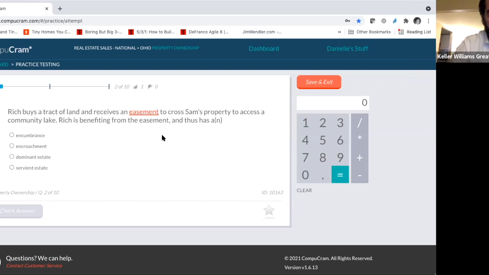All right, Rich buys a tract of land and receives an easement to cross Sam's property to access a community lake. Rich is benefiting from the easement, thus has an A, encumbrance, B, encroachment, C, dominant estate, or D, servient estate.